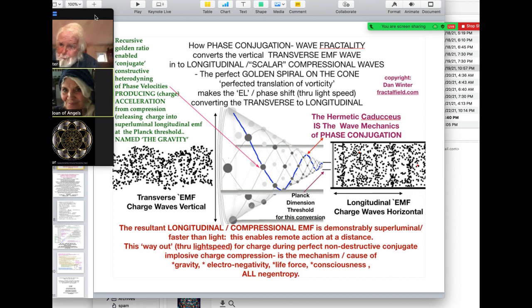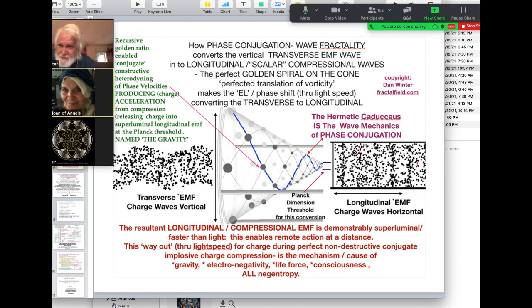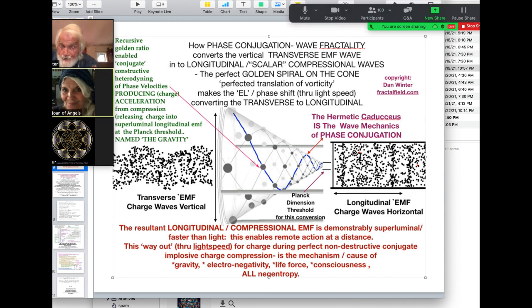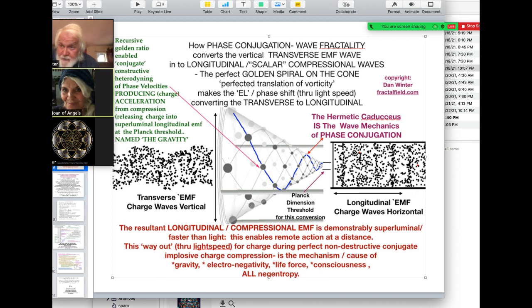And at that threshold point, the inertia that arrived from the left in a transverse up and down wave goes down that perfected caduceus, golden ratio vortex, and the inertia is translated from up and down motion on the left to compressional wave called longitudinal or scalar on the right, where the direction of wave compression is parallel to the direction of propagation, unlike the transverse, where the wave goes up and down perpendicular to the direction of propagation, which makes the wave more penetrating.